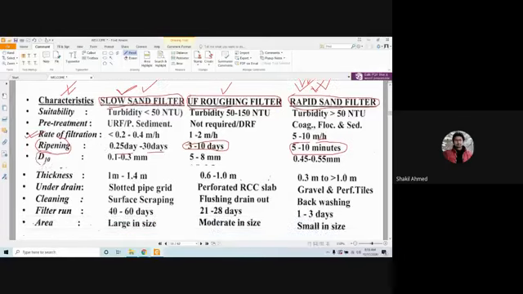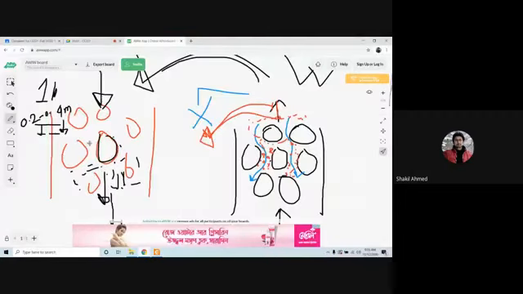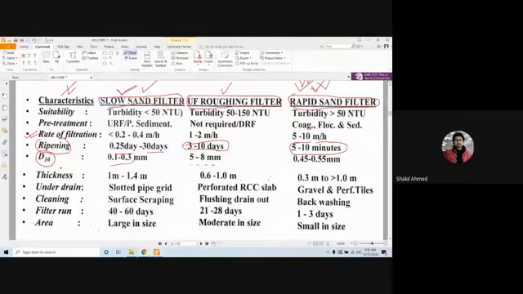Particle size D10. D10 is the 10% finer, the effective size of the particle. Which particle? This particle, the filter media, basically. Here, this is 0.1 to 0.3 millimeter. This is 0.45 to 0.55 millimeter. And this is 5 to 8 millimeter. So this is very large particles. Are you following me, guys? Yes, sir.